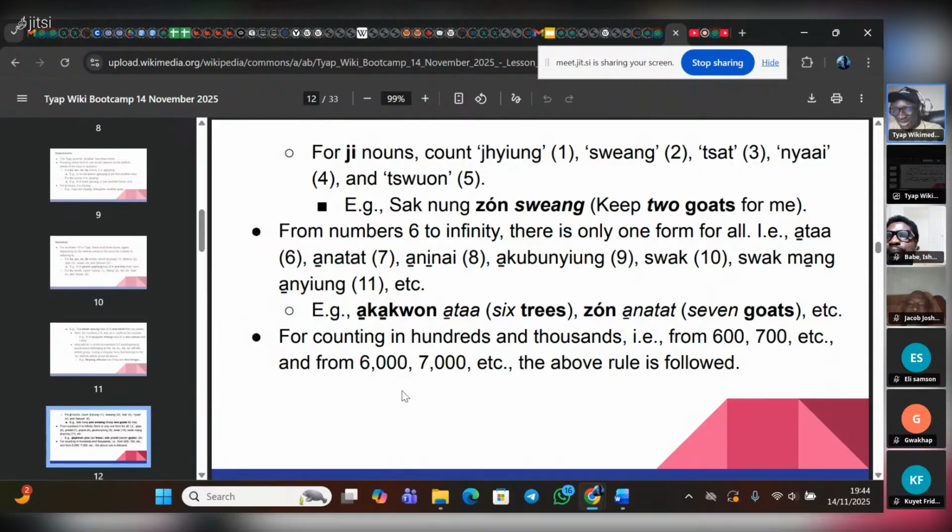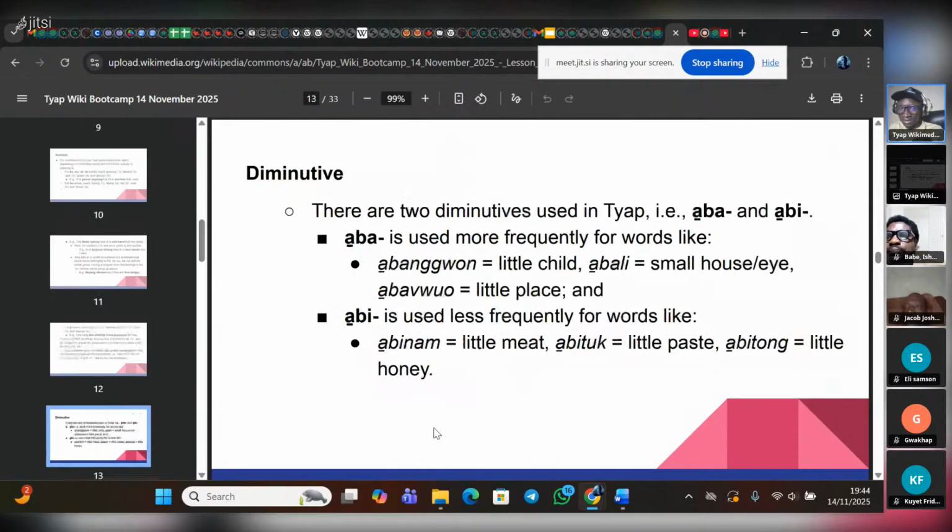So it only applies to the very first five of all the numbers in here. And then we will also have the diminutive for our adjectives. For our nouns.